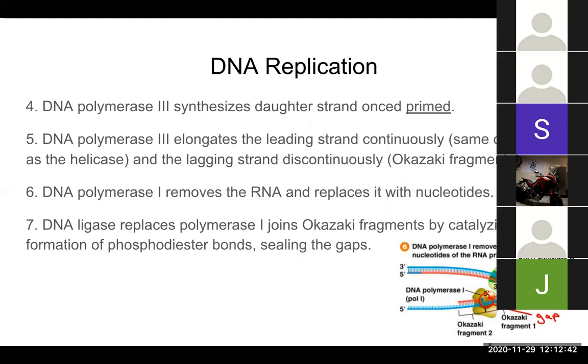Number 6, DNA polymerase 1 removes the RNA and replaces it with nucleotides. And number 7, DNA ligase replaces polymerase 1 and joins those Okazaki fragments by catalyzing the formation of phosphodiester bonds and sealing the gaps.